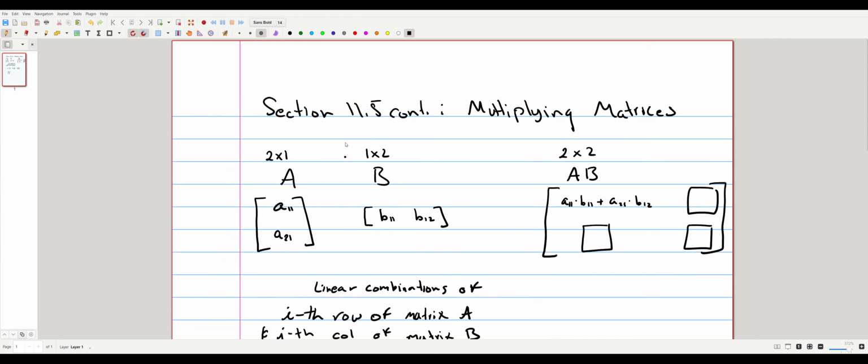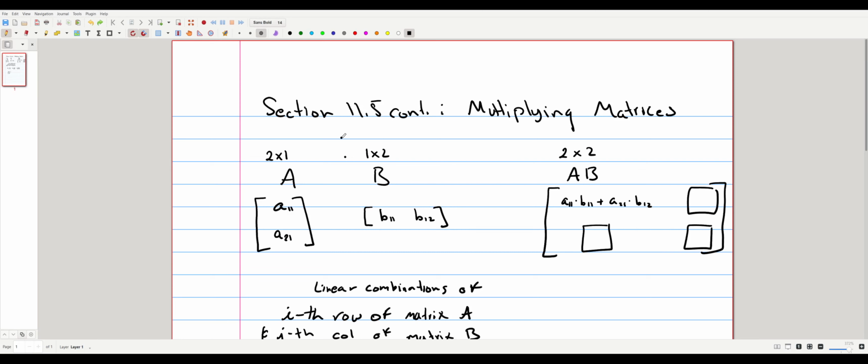Hey guys, we're in section 11.5 still, and we're talking about multiplying matrices. So, how do we multiply matrices? Well, assume we have a matrix A and a matrix B. You can only multiply two matrices if the inner dimensions of the matrices match.